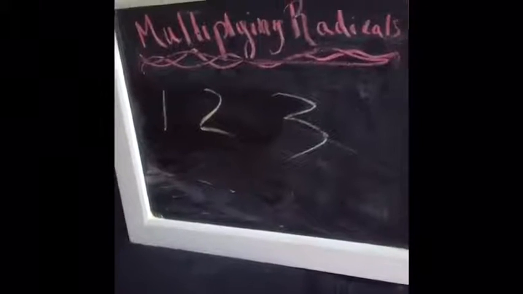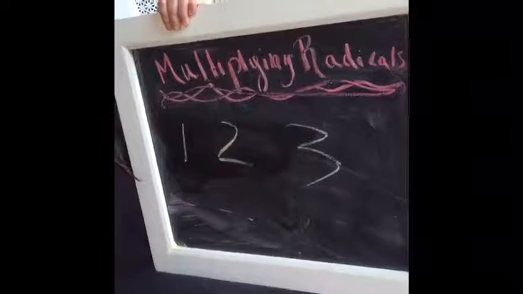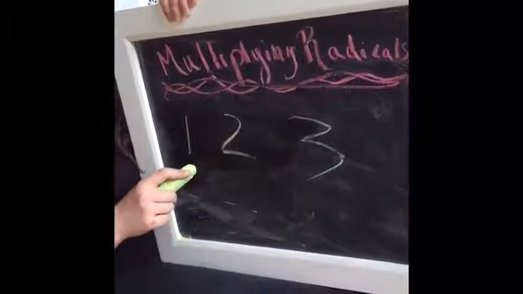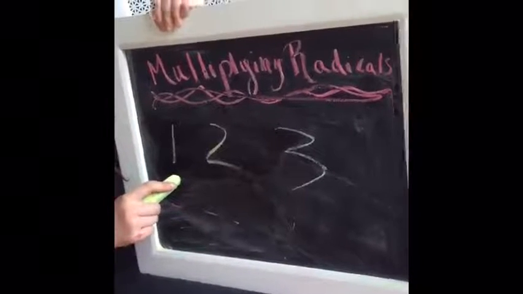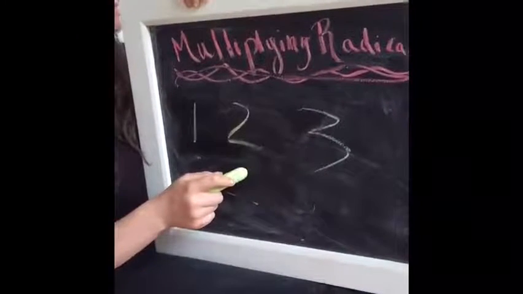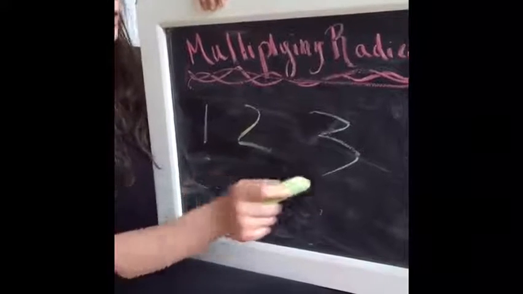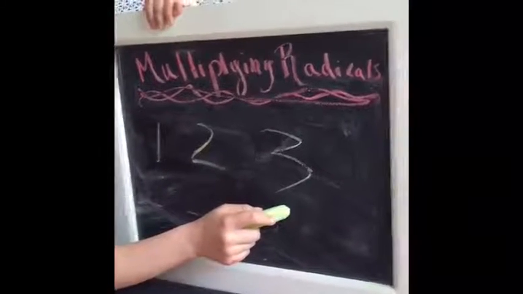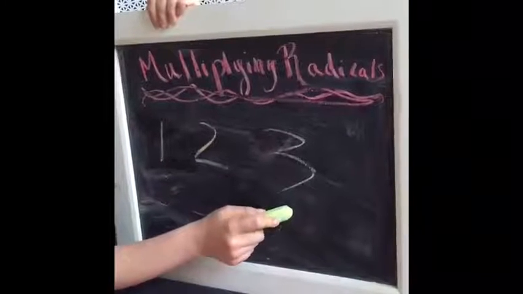Next, I will explain how to multiply radicals. So your first step is to multiply coefficient by coefficient. Your second step is to multiply radicands by radicands. And your third step is to simplify as much as possible. So let's try an example.